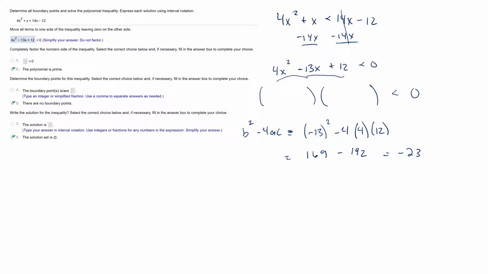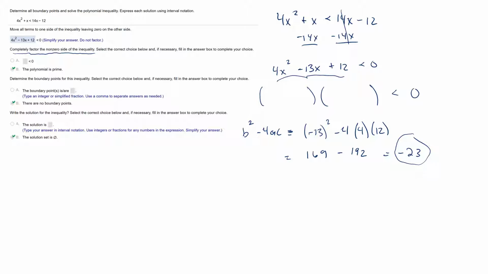In order for a trinomial to be factorable, the discriminant, b squared minus 4ac, has to be a positive perfect square, like 9 or 16 or 36. So the discriminant turned out to be negative 23. Not only is it not a perfect square, which means it doesn't factor, but it's a negative number. That means this doesn't even have any real solutions. So the goal was to completely factor the non-zero side. But since it doesn't factor, it's prime.